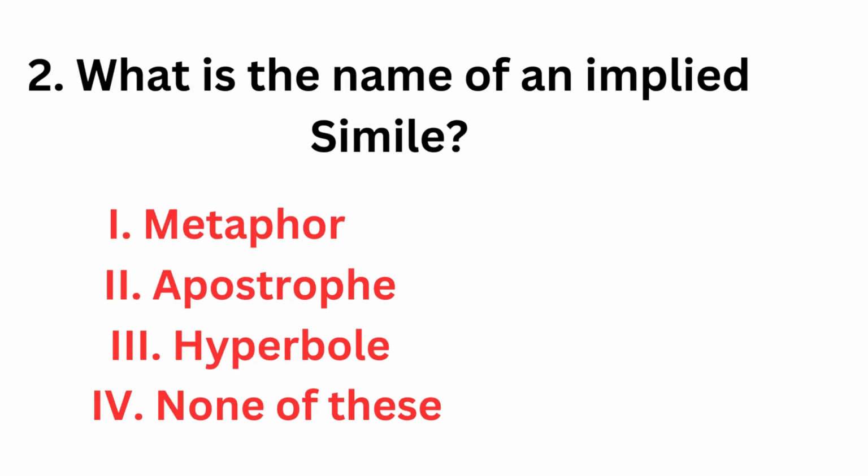Next one, what is the name of an implied simile? We are already aware that whenever we make a comparison between two different things or objects and words like so, as, such are used to show the comparison, we have the figure of speech simile. But whenever we make a direct comparison without using words of comparison like so, such as, then the figure of speech used is known as metaphor, which is also known as implied simile. In metaphor, we make a direct comparison. That's why it is called implied simile.